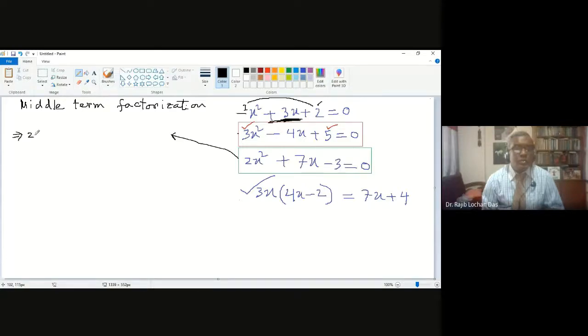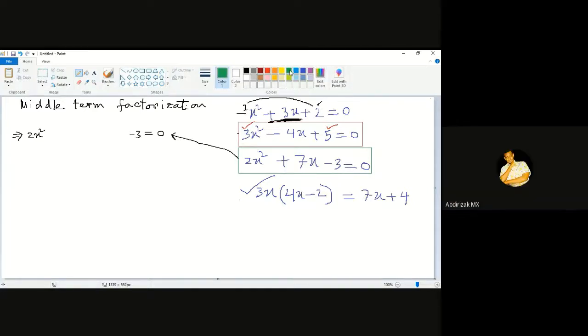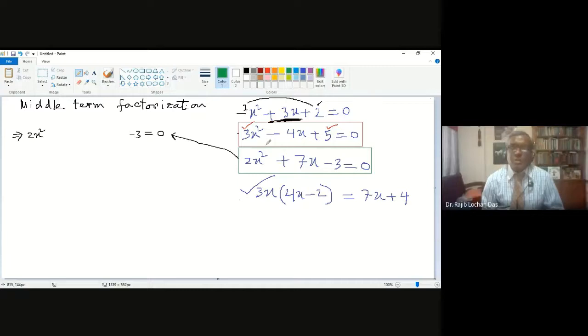So you will write 2x square, and then the middle term will be separated into 2 parts, and then minus 3 is already there, and equal to 0 is already there. Fine. Now, what are the numbers you are getting? 6 and plus 1, sir. Okay, so 6 and 1.